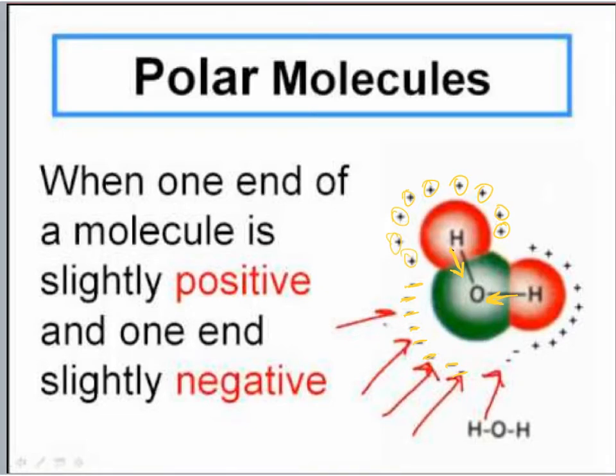So now we've got a molecule that has a slight negative charge on one side, slight positive charge on the other. This is not an ion because the electrons haven't been stolen. They're still being shared. It just means that the overall molecule has a slight negative charge on one side, slight positive charge on the other. Okay?